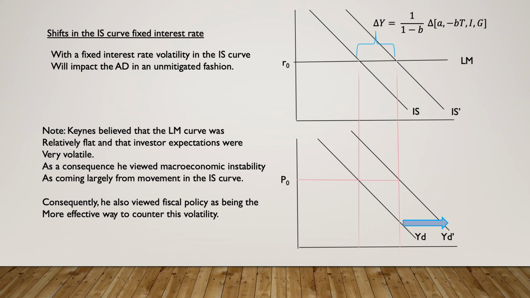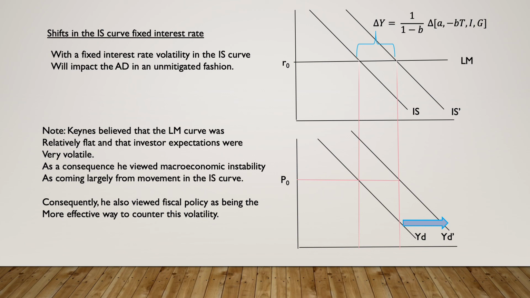He didn't say that it was a fixed interest rate, but he did say it was relatively flat, and that investor expectations were extremely volatile. You'll remember the beauty contest model. He was sort of a behavioral finance guy before the term behavioral finance took place. He thought that irrationality and herding and social swings of psychology could create tremendous volatility in investment, and that could create large economic shocks, such as the Great Financial Crisis, or the Savings and Loan Crisis, or the East Asian Financial Crisis, or the Great Depression.